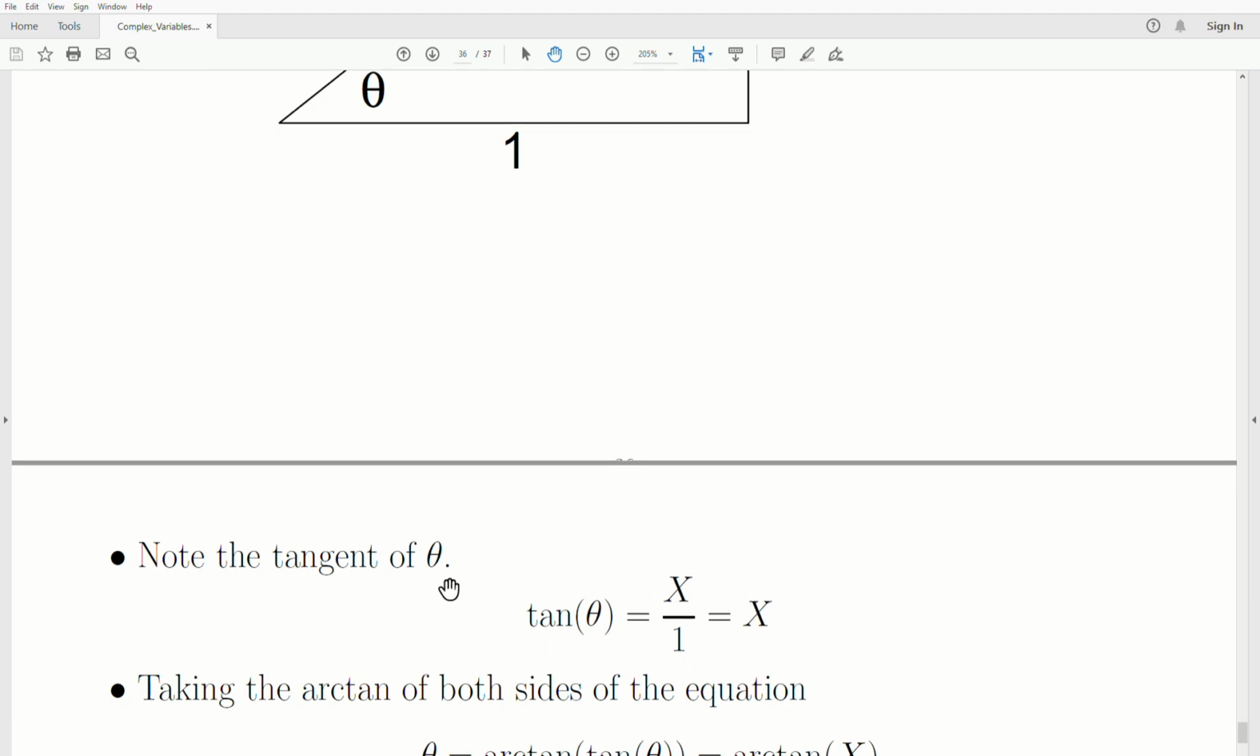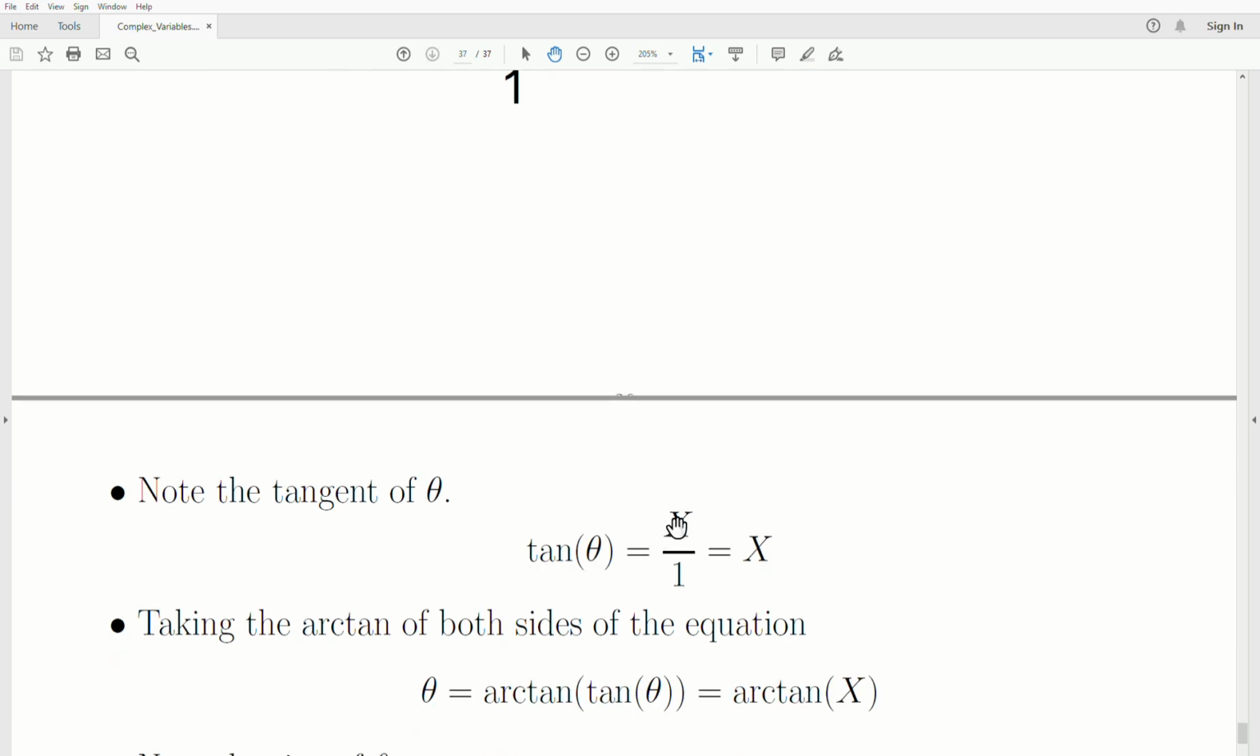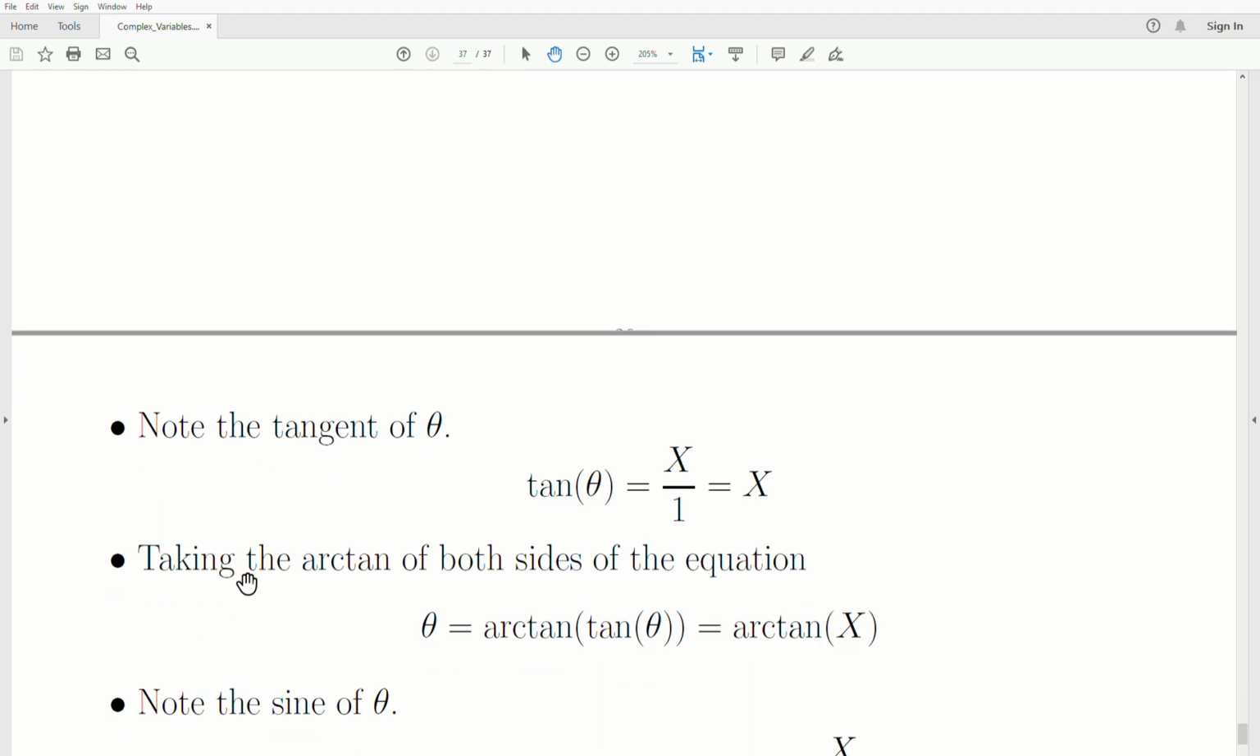So note the tangent of theta. The tangent of theta is x over 1, like we said, which is just x. Now let's take the arctangent of both sides of this equation. If we take the inverse tangent of the tangent of theta, or the arctangent, we get theta, right? So the arctangent of tangent theta is just theta, and then the arctangent of x. Okay? So far, so good.